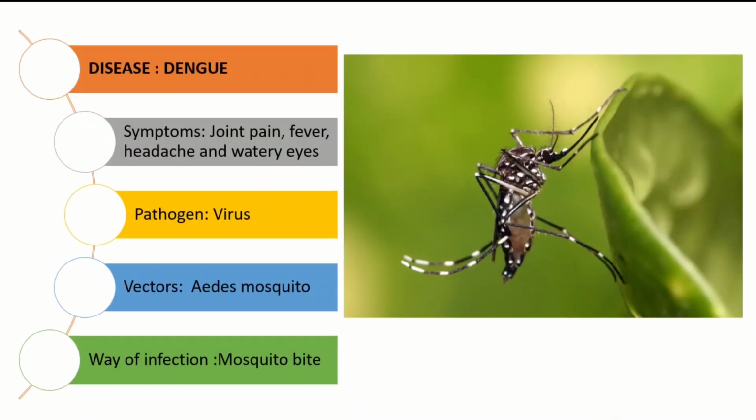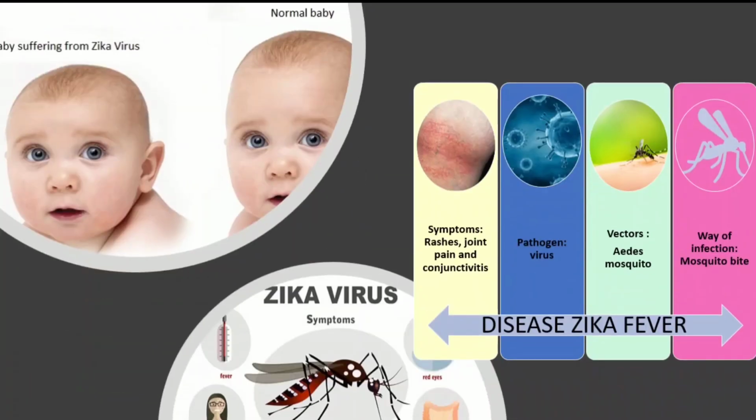Dengue fever. The symptoms are joint pain, fever, headache, and watery eyes. The pathogen is a virus, the vector is the Aedes mosquito, the risk of infection is mosquito bites. Zika fever, the symptoms are rashes, joint pain, and conjunctivitis. The pathogen is a virus, the vector is the Aedes mosquito, and the risk of infection is also mosquito bites.